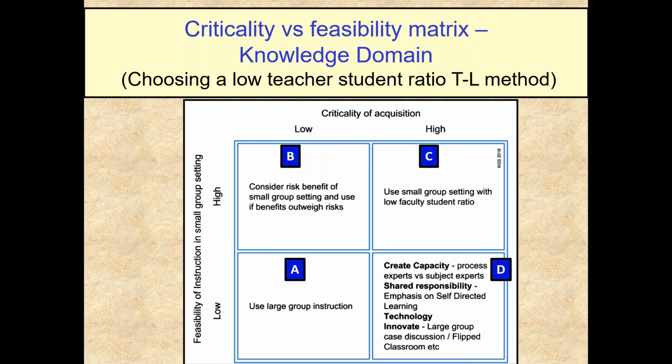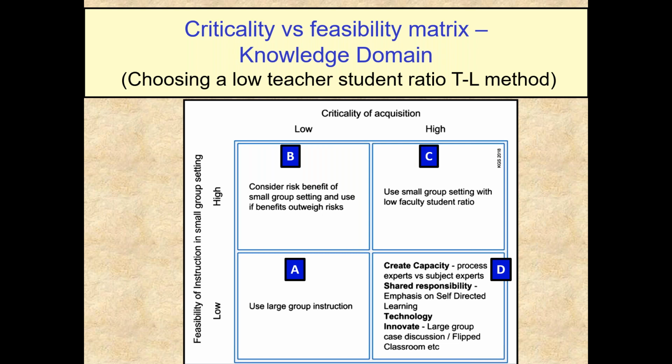Then when it comes to box C, where it is highly important, very critical, knowledge acquisition is very critical, a high core competency, and it is also highly feasible at your end. Okay, do it.